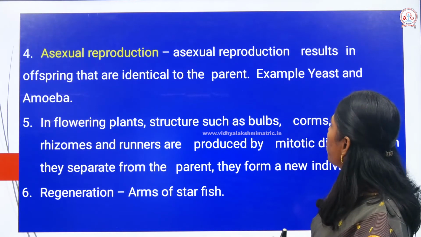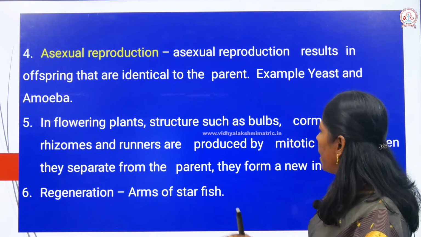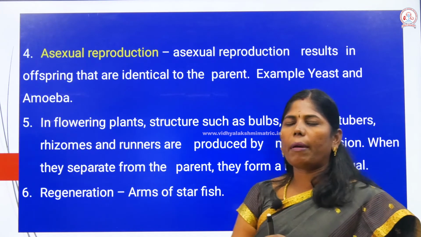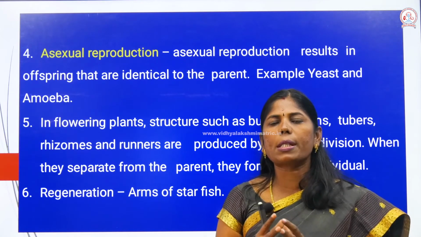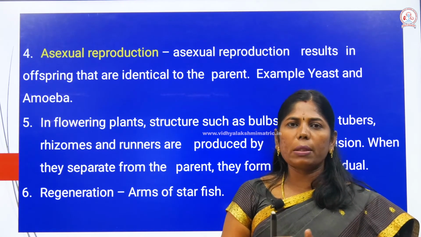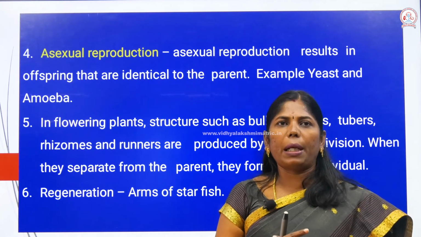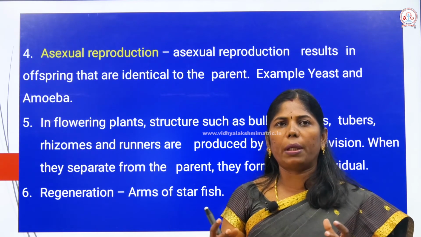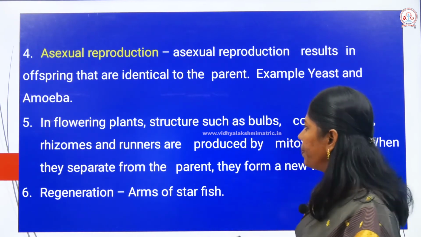We see asexual reproduction especially in yeast and amoeba. Another one is in flowering plants, with structures such as bulbs, corms, tubers, rhizomes and runners. These are all vegetative parts, the vegetative propagules. They undergo mitotic division to give rise to the entire plant. Continuous divisions enlarge the tissues.